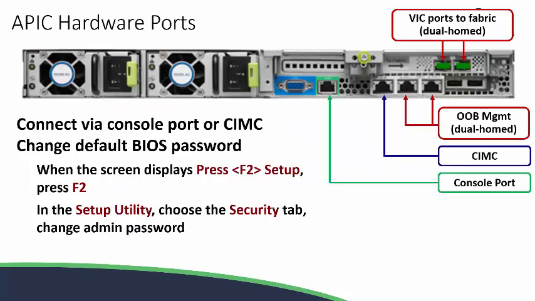APIC installation. On the APIC hardware ports, there's a console port for direct connection to a console. That's in green. The Cisco Integrated Management Controller port, the CIMC port, is dedicated to a console 1 gig Ethernet connection in blue. Then you have the out-of-band management ports. They can also be used as CIMC ports. They're dual-homed, and they're configured active-passive. So they will go into your out-of-band management switch.